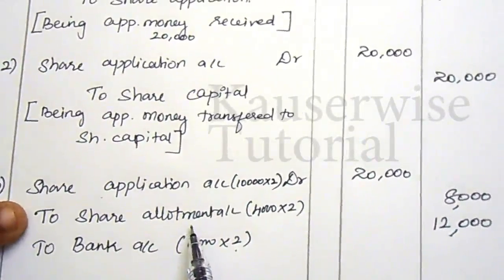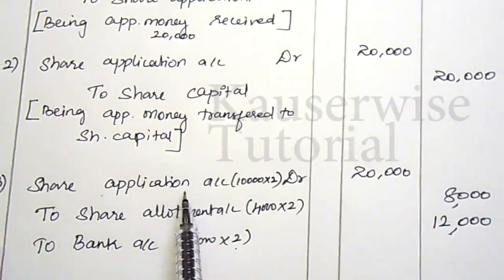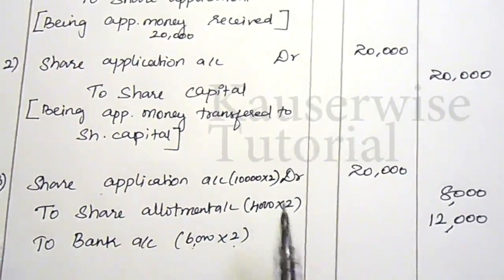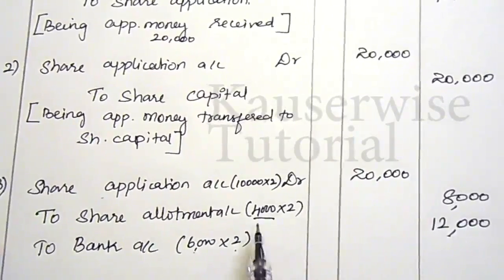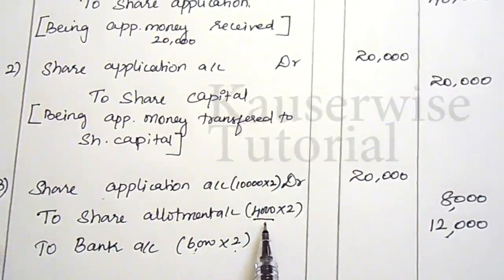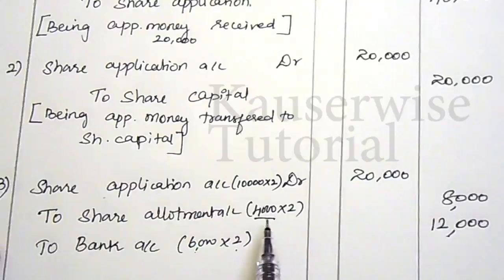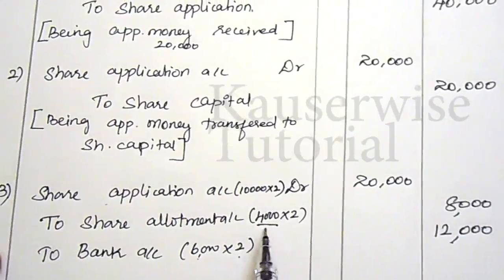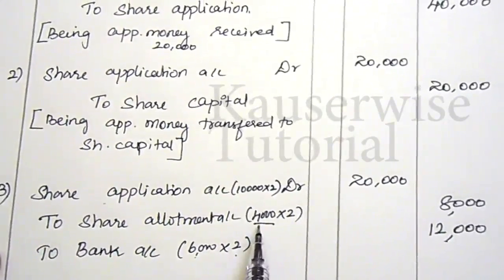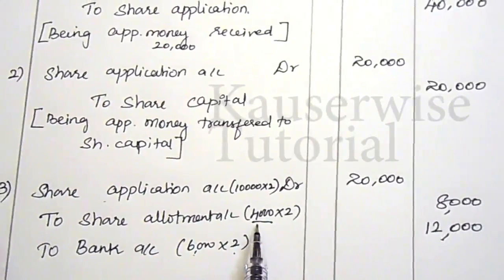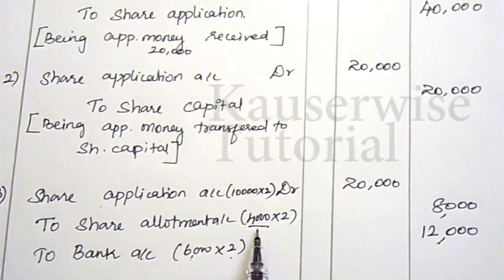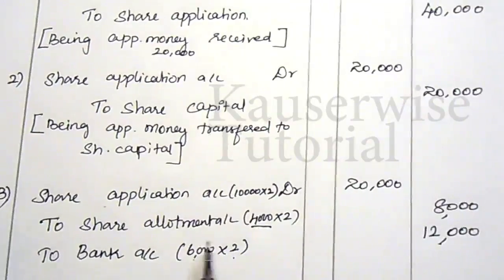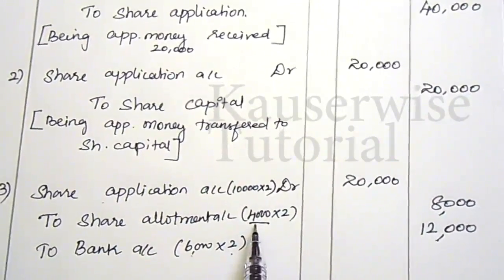So the entry for the transaction is share application account debit to share allotment. For how many shares? 4,000 shares. So 4,000 into 2, this is the extra money which the company received at the time of application. This amount is not returned to any shareholder. This amount is maintained or adjusted towards allotment money. This is called pro rata.